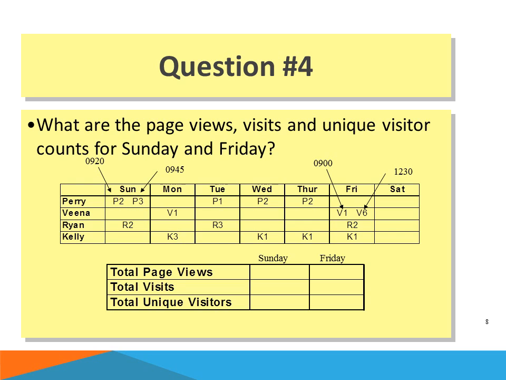Vina was there and viewed 1 page, but that was at 9. She came back at 12:30 and viewed 6, and we had Ryan at 2 and Kelly at 1. How many total page views? 7, 8, 9, 10 is the total number of page views. How many total visits? Well, Vina's visits are more than 30 minutes apart, so each is counted as a visit. So 2 visits for Vina, 1 for Ryan, 1 for Kelly, so that's 4 visits, and total unique visitors is 3.